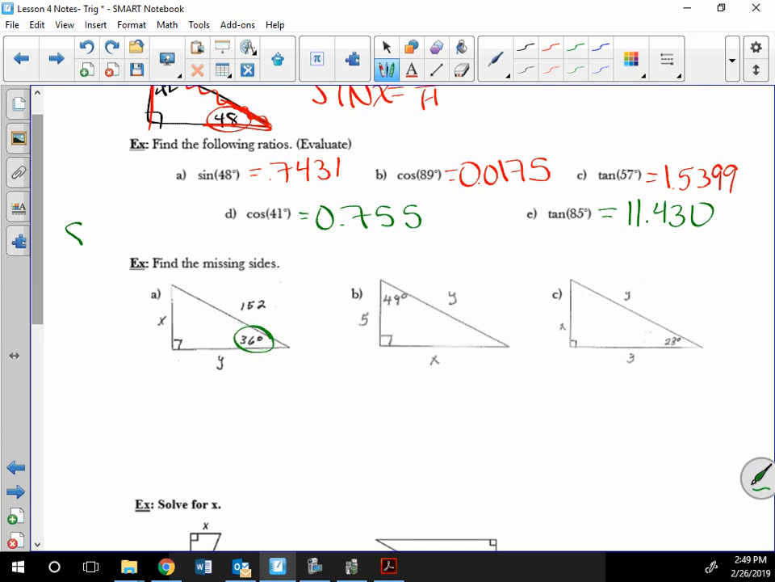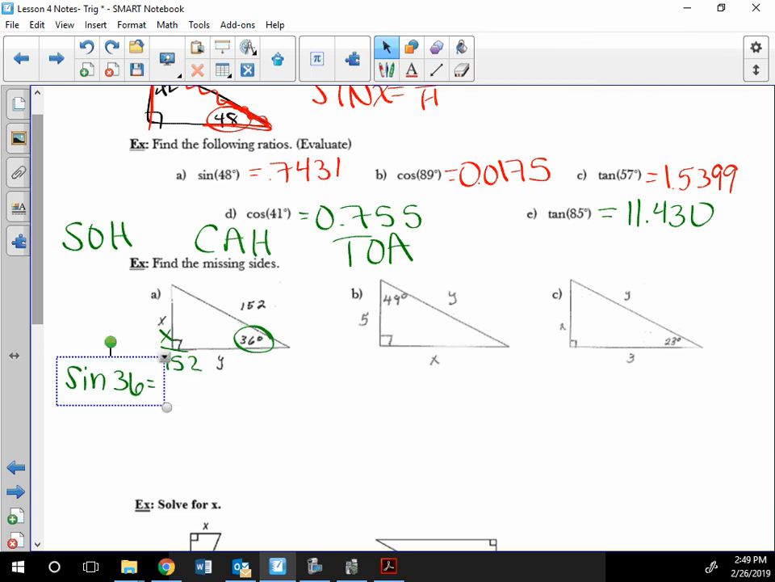Sine, good. So remember, not sin, sine, so, katoa. Alright, so sine of 36 degrees equals opposite, what's my opposite? X over hypotenuse. What's my hypotenuse? 152. I'm going to move this down because I did not give myself enough room.